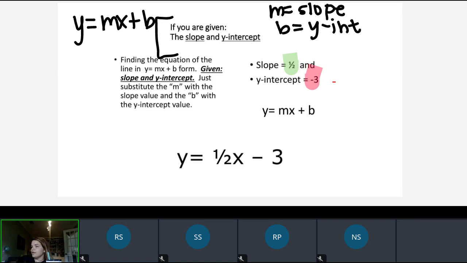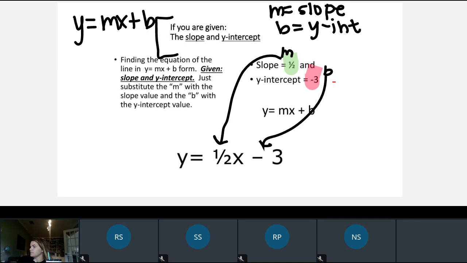So all we have to do is plug it in. If they tell you slope is 1/2, I'm going to say, okay, so that's m, y-intercept is -3. Oh, okay, so that's b. I'm just going to plug it in. Slope goes in front of x, b goes down here. So this would be 1/2 x minus 3.